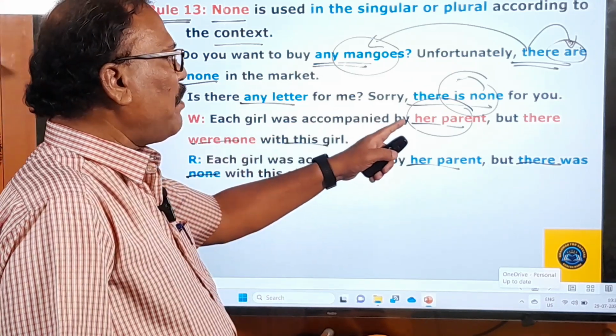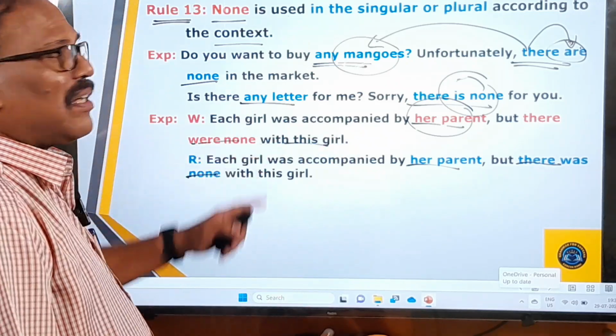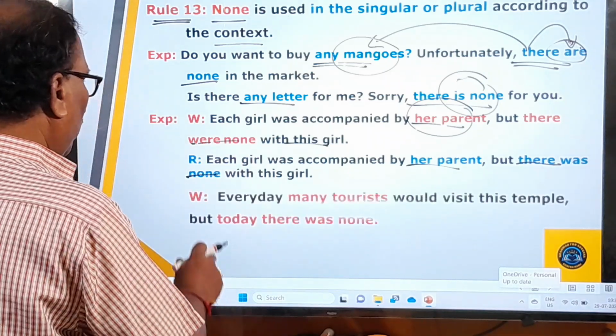Each girl was accompanied by one parent, father or mother, one parent. But there was none with this girl. No parent, no father or no mother, like that. That's the meaning of it. And you go to the next example.